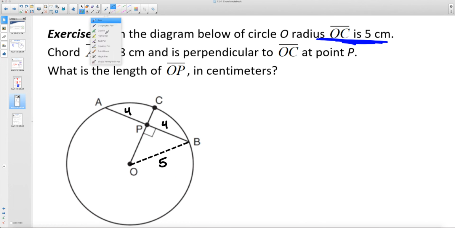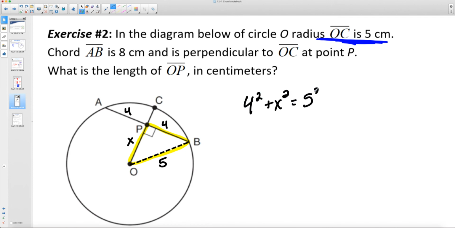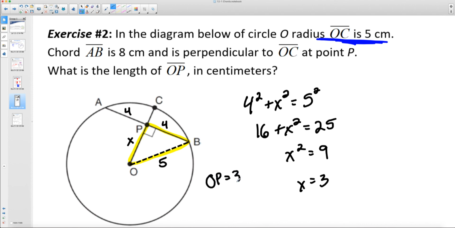We have a right triangle, and I'm missing one of the sides. Once again, we can go ahead and use the Pythagorean theorem. So I could do a squared plus b squared equals c squared. So that's 16 plus x squared equals 25. This actually is a Pythagorean triple, just like the last one. It's a 3, 4, 5 right triangle. So O to P has to be 3.